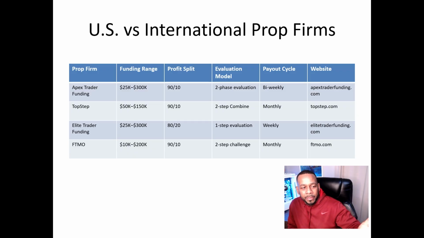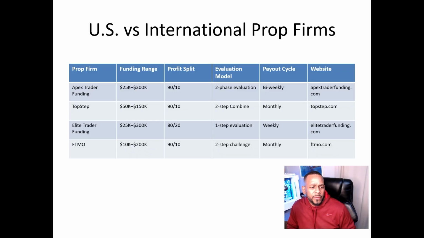TopStep. So TopStep, they have from 50 to 100K. Their evaluation model is a combine. It's the same setup where you have a period where they trade with paper funds, and then you go over to a funded account. They just call it a combine. So the 2-phase evaluation, like Apex Trader, TopStep is the same way. Again, go over to their website, take a look. Their payouts are monthly. So that means once a month you'll get a check. If you earn a certain amount, you go ahead and put in for your payout. They pay out once a month. So you have the website right there.